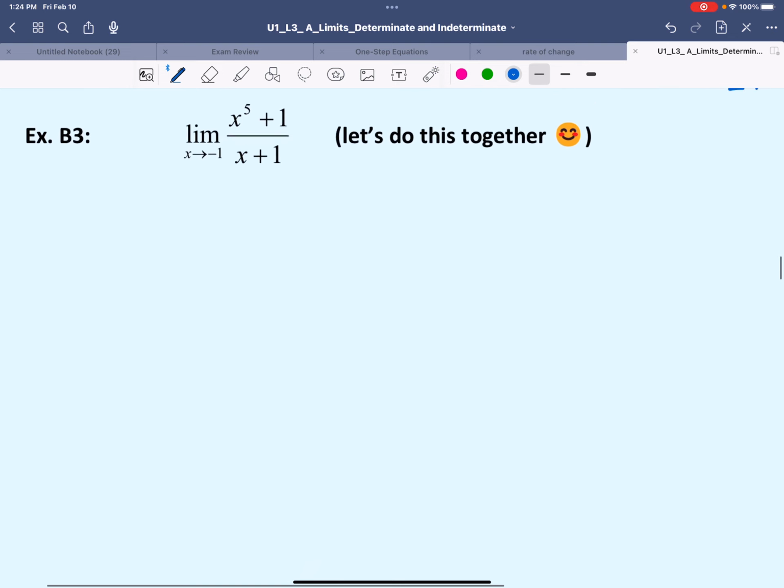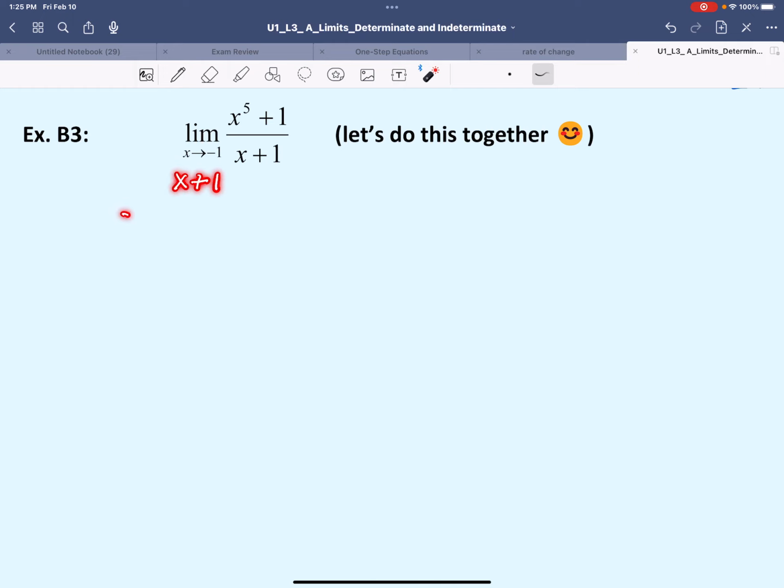Let's continue with one more example where we can use the factoring technique. This time we have the limit as x approaches negative 1 of x to the power 5 plus 1 over x plus 1. If I directly substitute x by negative 1, let's see what happens. So negative 1 to the power 5 will give a negative 1 because the power is odd, plus 1, numerator is 0. So it seems that x plus 1, so basically x minus negative 1, or x plus 1, is a factor in the numerator.